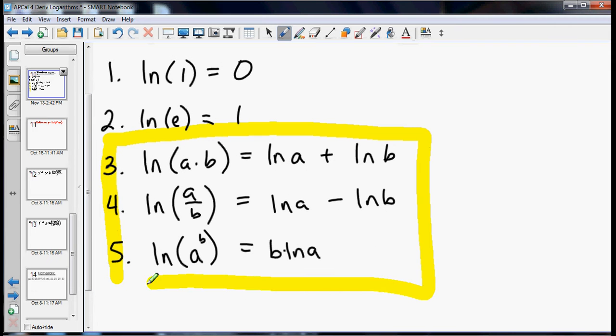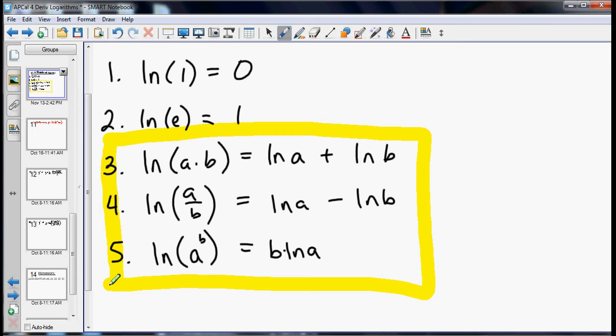It turns out that if you're taking the natural log of two things being multiplied together, you can split that single natural log into two natural logs and add them together. So the natural log of a times b is equal to the natural log of a plus the natural log of b. And then it kind of makes sense. Well, if multiplying can be changed to addition, then also, as we look at number 4, division can be changed to subtraction. So the natural log of a over b is equal to the natural log of a minus the natural log of b.